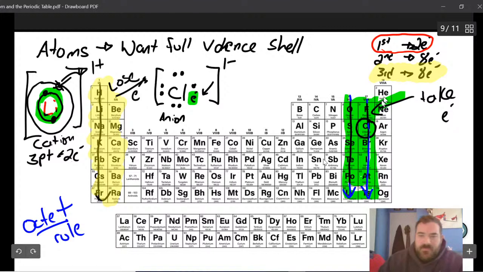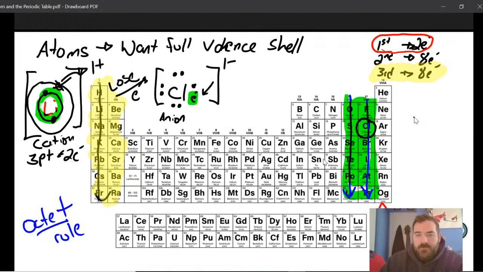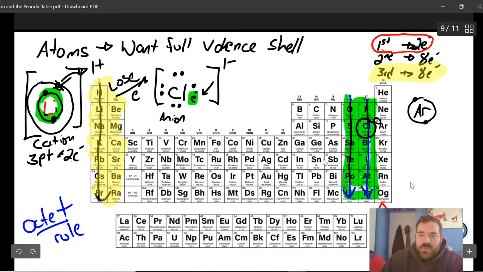But what about these guys right here? These are the noble gases. Well, let's draw one of the atoms for a noble gas. Let's talk about argon. So argon has 2 electrons in its inner shell. So argon is atom 18. So I know that it's going to have 18 protons. It's going to have 18 electrons, and it's got an atomic mass of 40. So if it's got an atomic mass of 40, 18 of that is protons, so then it must have 22 neutrons.